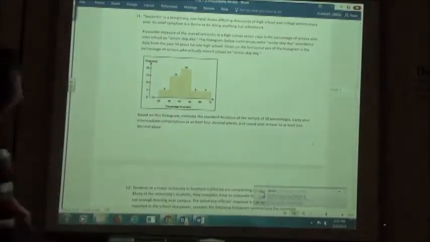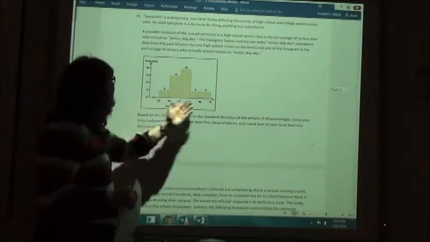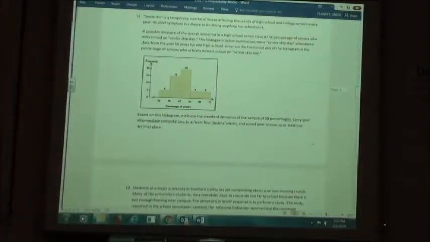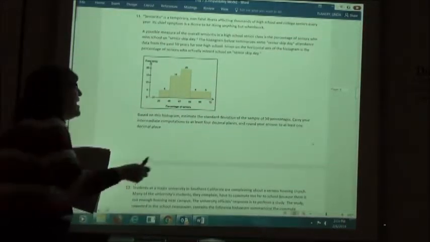All right, so number 11 again. Senioritis is a temporary non-fatal illness afflicting thousands of high school and college seniors every year. Its chief symptom is a desire to be done doing anything but schoolwork. So they're talking about having a senior skip day over the past 50 years, and they've given us some data here on how many students actually miss on senior skip day.